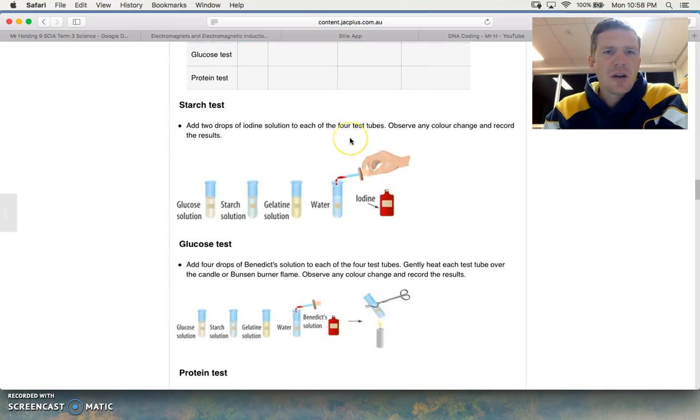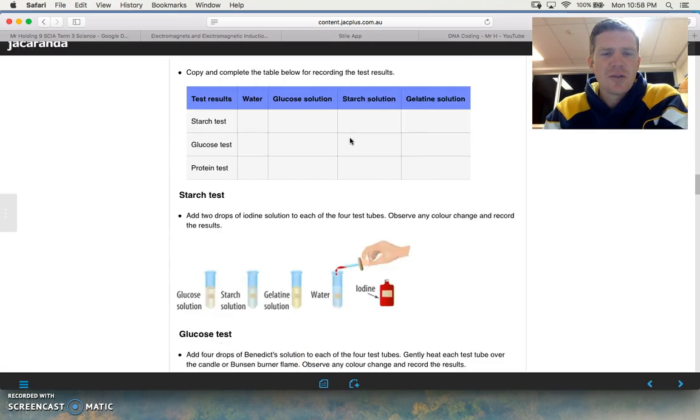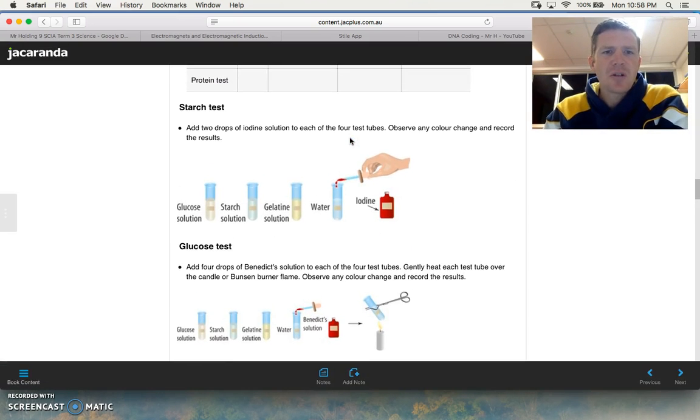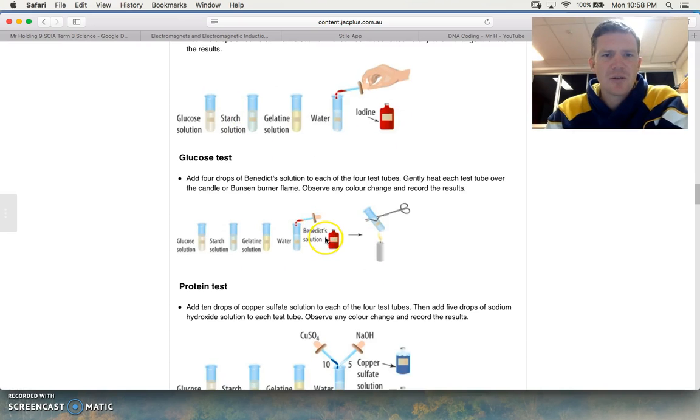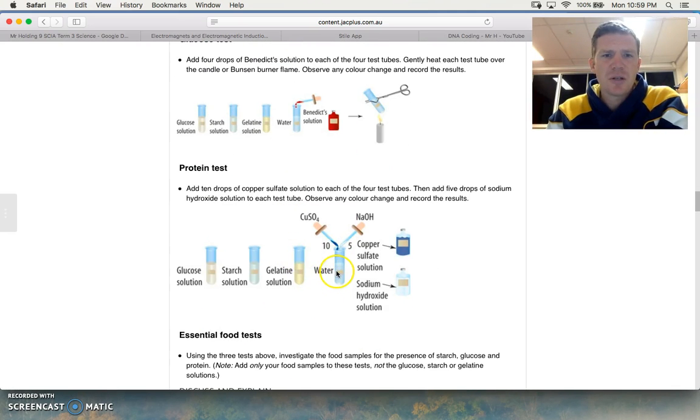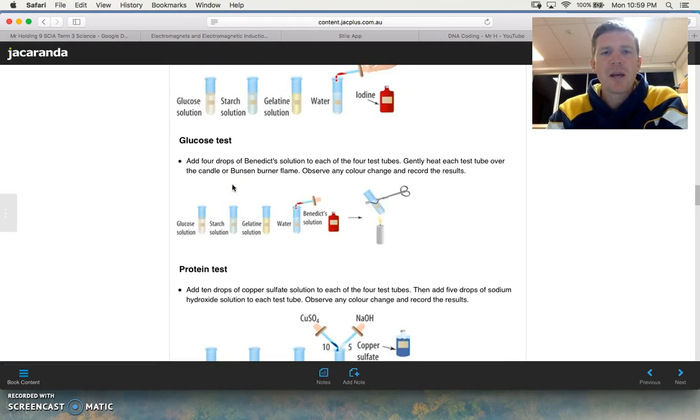This test is actually going to take part over 2 lessons. So the first lesson, we're going to learn how to do the tests. So the iodine test, which is a test for starch, the Benedict solution test, which is a test for glucose, and a protein test, which is the copper sulfate and sodium hydroxide, which is a test for protein. Okay, and why are we going to do that?